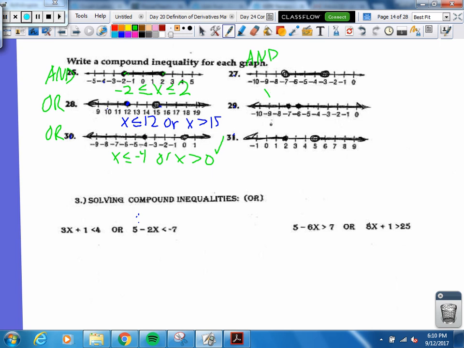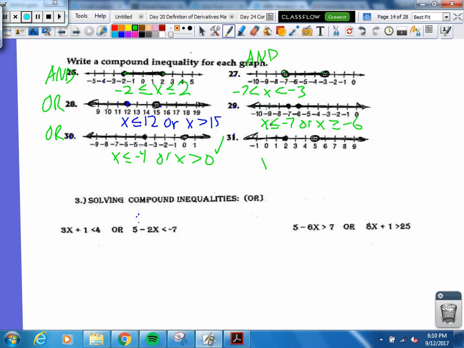This is an and right here. So this one's going to be x is between. So it's -7 is less than x is less than, well, no, that looks open to me. So it's just less than -3. So both open circles, there's my and. Oh, here's an or right here for 29. X is less than or equal to -7, or x is greater than or equal to -6.